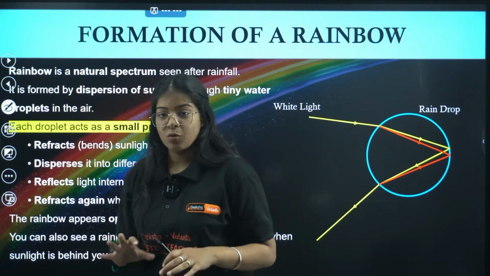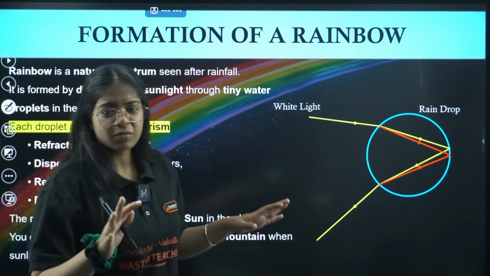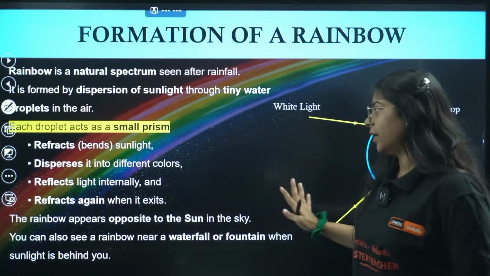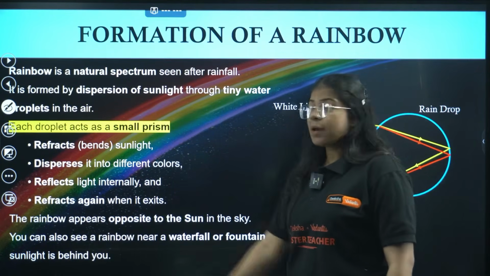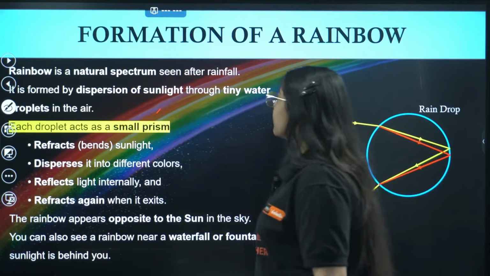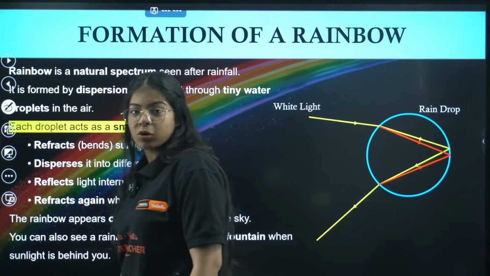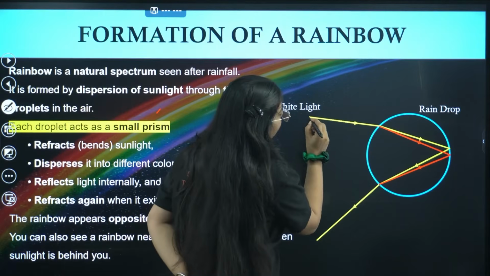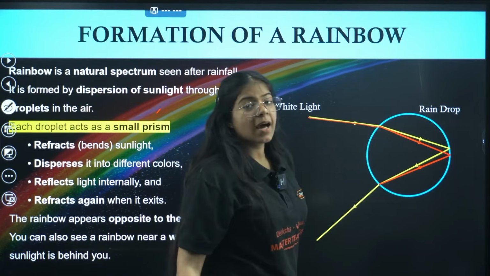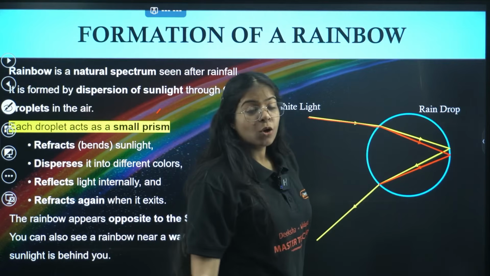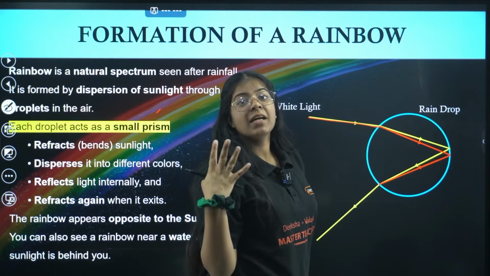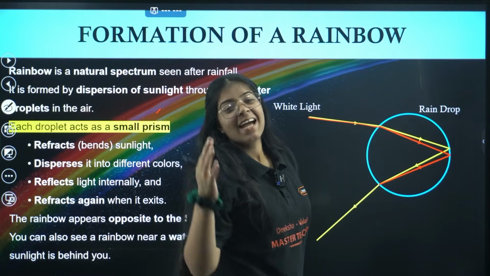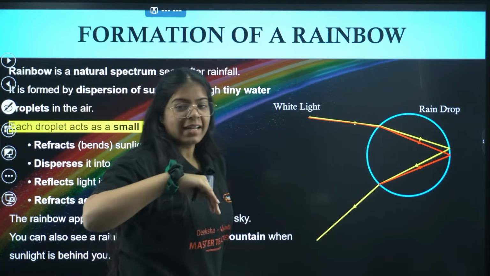Now, in a rainbow, what happens is, we know rainbow is a natural spectrum seen after rainfall. Why does it happen? It happens because of the dispersion of sunlight through tiny water droplets in the air. What is happening? This white light hits our water droplet, and we know every color in the white light bends at different angles.